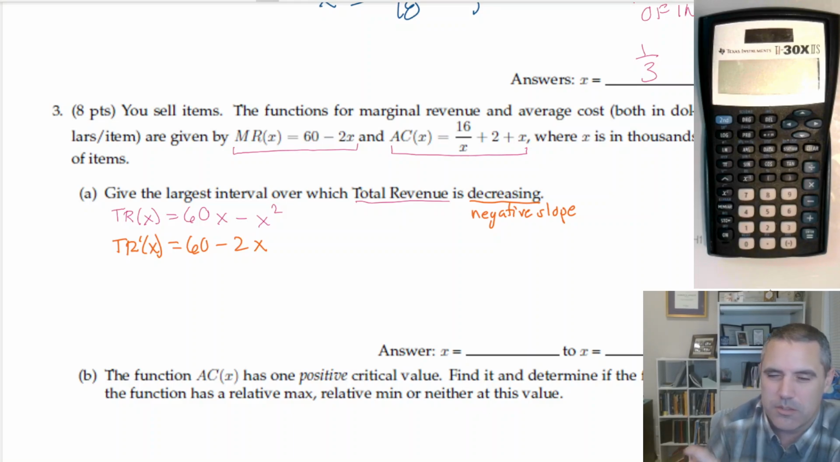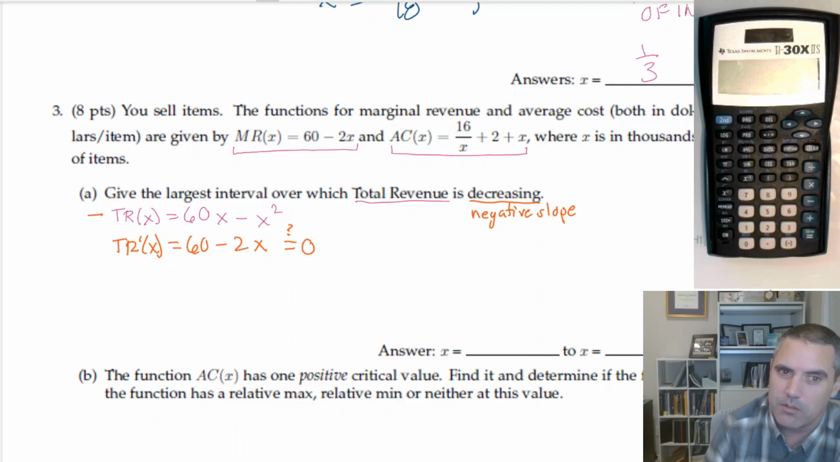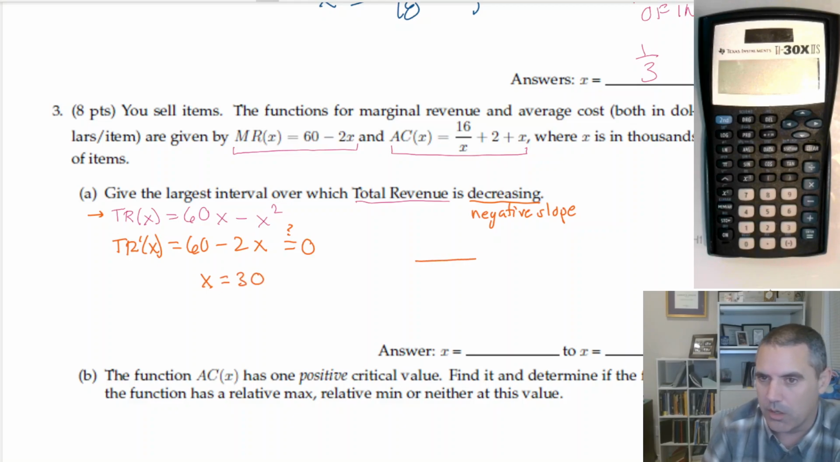And the moment you're talking about slope or increasing or decreasing or max or min, take the derivative, set it equal to 0. And you might say, why did I take the derivative of that and not marginal revenue? Because the question was about total revenue. This is my starting function, so to speak. You solve this and you should quickly get x equals 30. Again, there's 2 versions. You draw your number line.